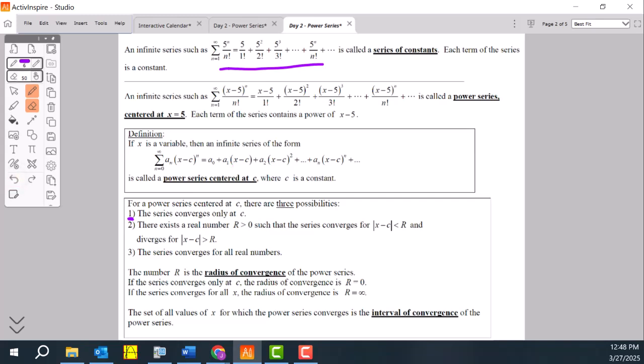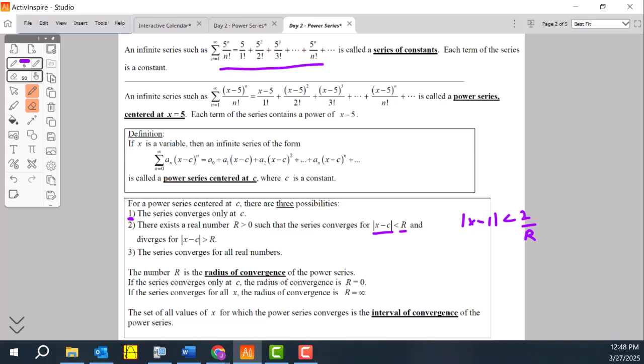The next option is a little more wordy. It says there exists a number r such that the series converges for absolute value of x minus c less than r, or diverges for absolute value of x minus c greater than r. This is the idea behind the radius of convergence, r being how far away you can get from c and still have a convergent series. So for example, if you had absolute value of x minus 1 is less than 2, your radius of convergence would be 2, which means you can get 2 away from 1 and still be a convergent series.